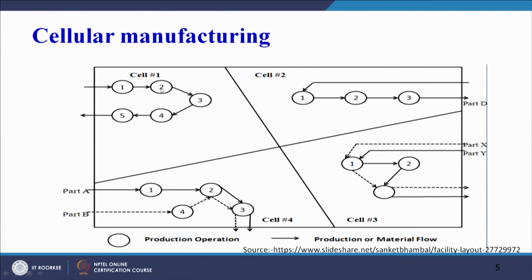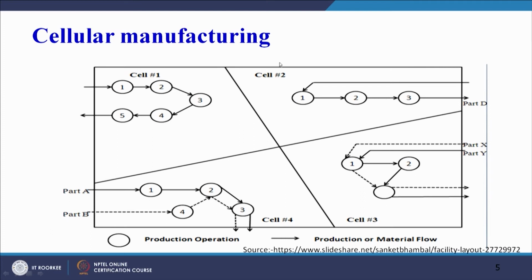Here we see, for your reference, this is cell 1. The solid line shows the production or material flow. So we see the material enters, it goes to machine 1, 2, 3, 4, 5, and then it goes out. Similarly, this may be for part A, it goes to machine 1, 2, and part B comes by the dotted line, goes to 4, and then maybe to 3, and this is one particular cell, cell 4, this is cell 3, this is cell 2, this is cell 1.